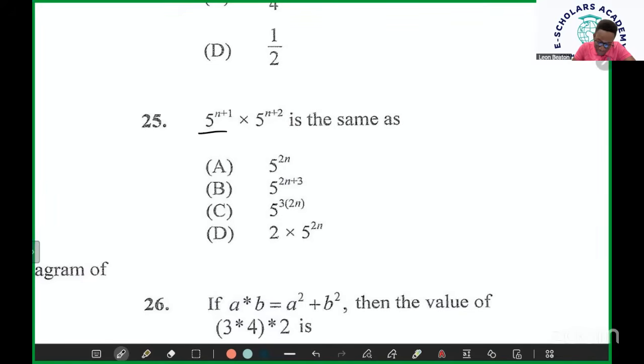So let's go. 5 times this. So put back the base, add the powers, n plus 1 plus n plus 2. So this will be 5. So n and n is 2n, 1 and 2 is 3. So this is 5 raised to the 2n plus 3, which is B.